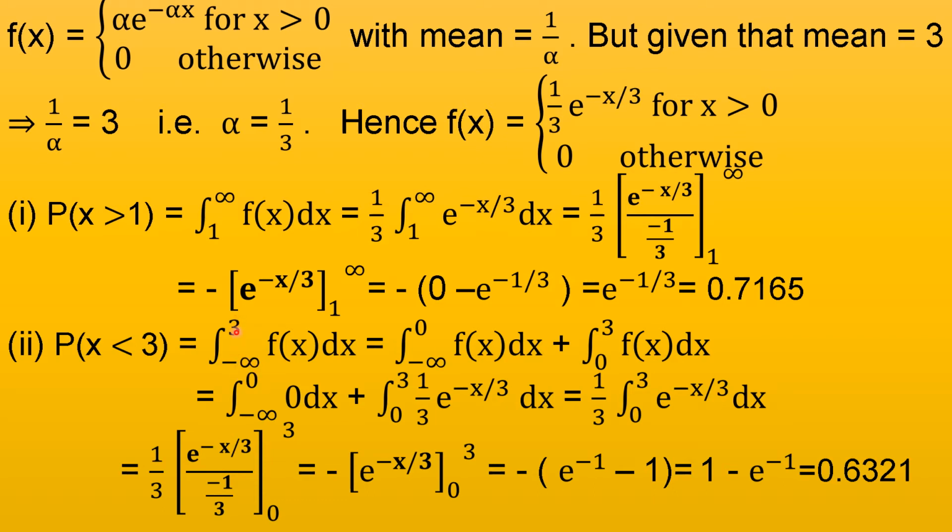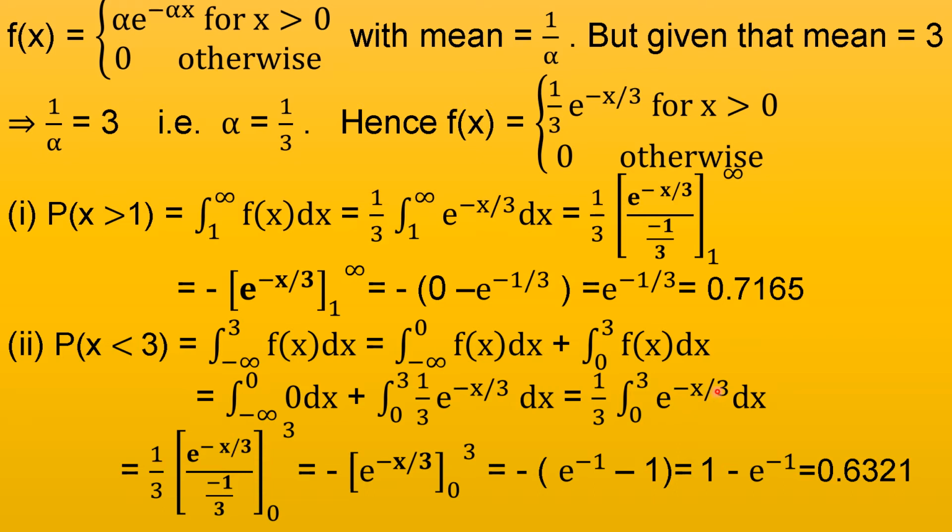So you split this integral from minus infinity to 3 as minus infinity to 0 plus 0 to 3. In the integral from minus infinity to 0, f of x will be 0, and for positive x values from 0 to 3, f of x is 1 by 3 into e power minus x by 3. Keeping 1 by 3 outside the second integral, the first integral will be anyhow 0. The second integral will be 1 by 3 into integral 0 to 3 of e power minus x by 3 dx.